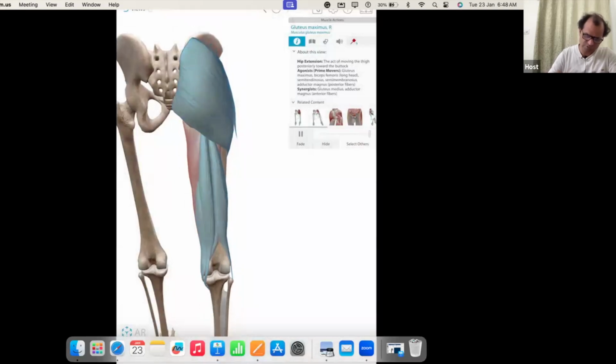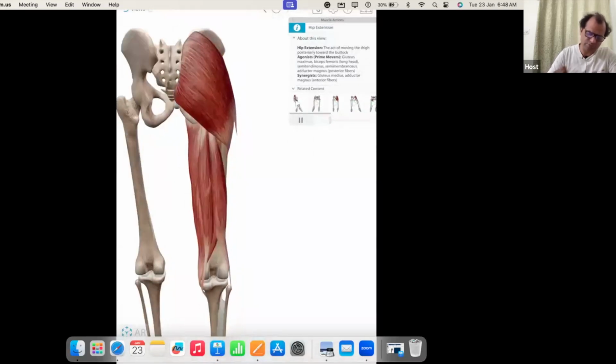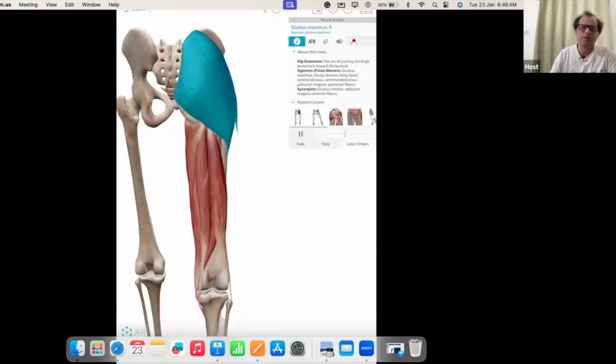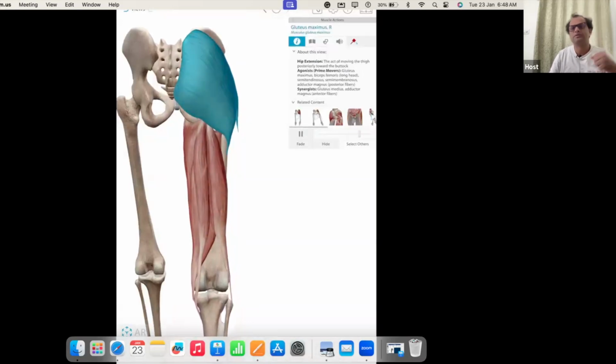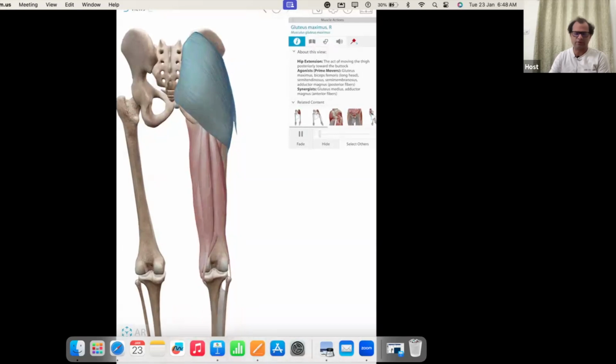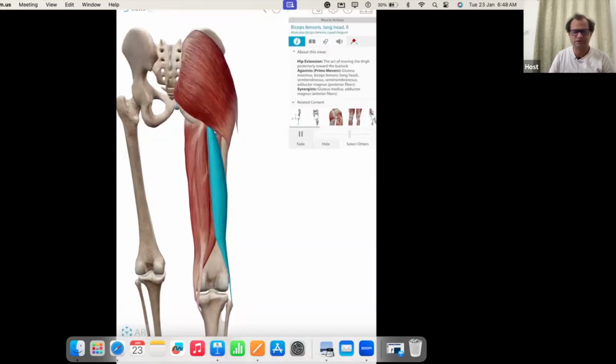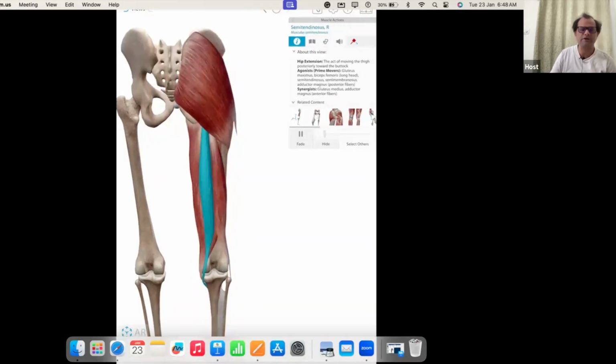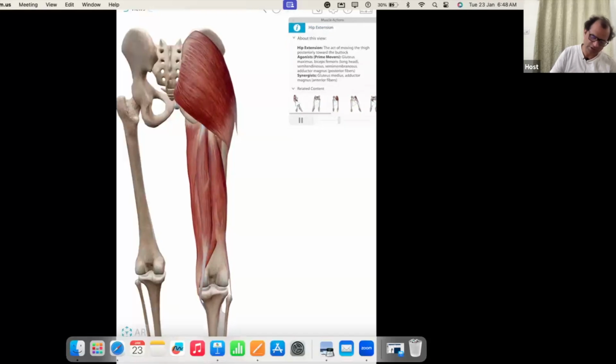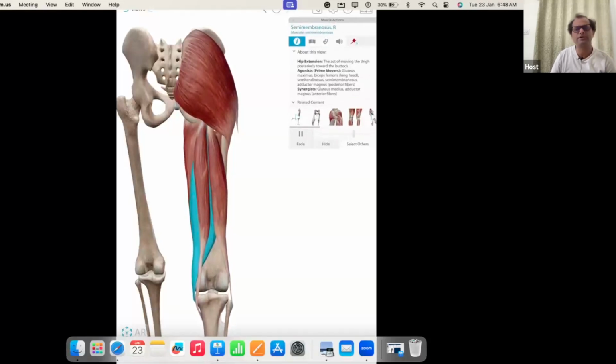So look at here. This is the gluteus maximus. Remember, of the three gluteus muscles, we have to say maximus. Then this is the biceps femoris. This is semitendinosus, and this is the semimembranosus.